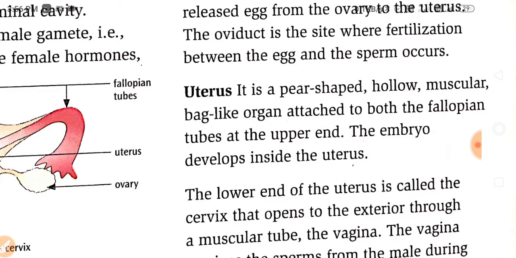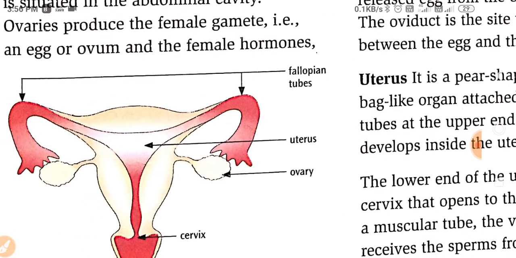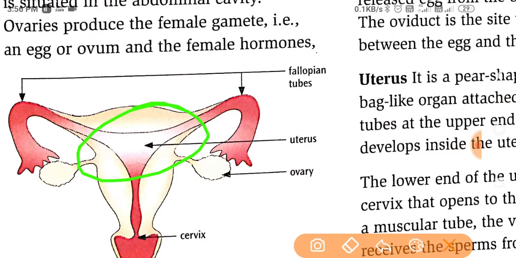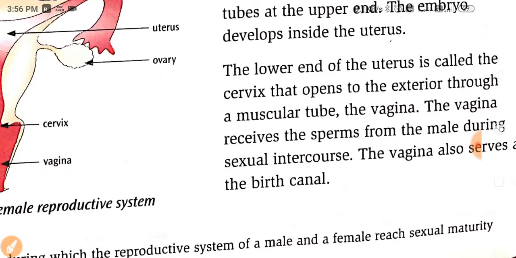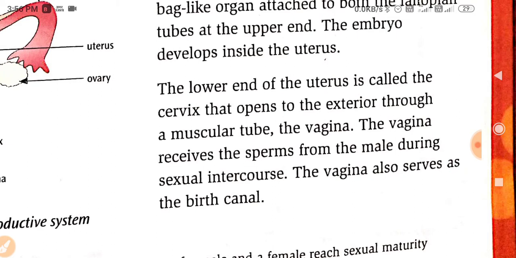Uterus: it is a pear-shaped, hollow muscular bag-like organ attached to both fallopian tubes at the upper end. The embryo develops inside the uterus. So this is the uterus in which the embryo develops. The lower end of the uterus is called the cervix that opens to the exterior through a muscular tube, the vagina, as you see in the figure. The vagina receives the sperms from the male during sexual intercourse. The vagina also serves as the birth canal.